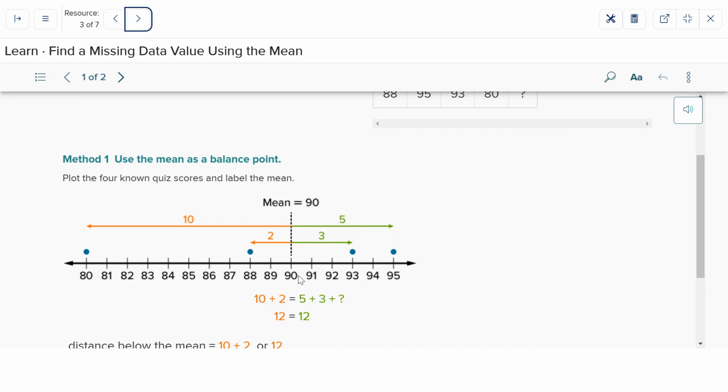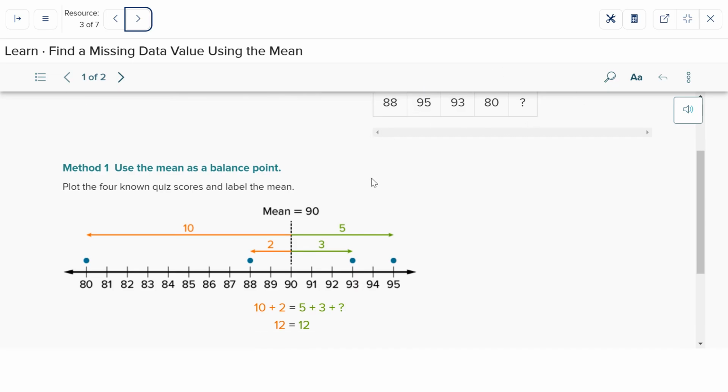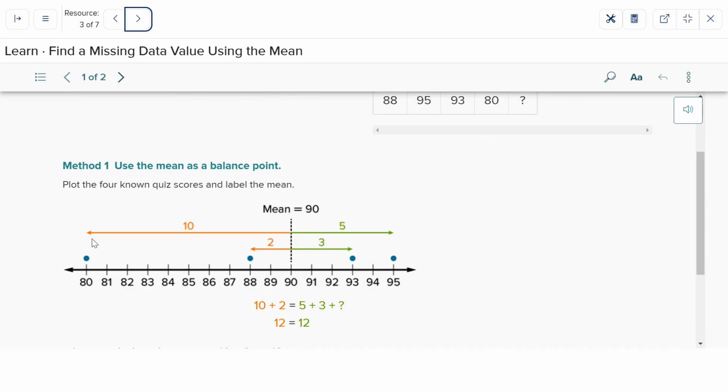So what we would do here is we know she wants the mean of 90, so we're going to put that in the middle, put that for our mean, and then we're going to plot what we already know, which is 80, 88, 93, and 95. That comes from this table. And then we can calculate these distances from the mean on the left. So 90 to 80, that's 10. And then 90 to 88, that's 2.